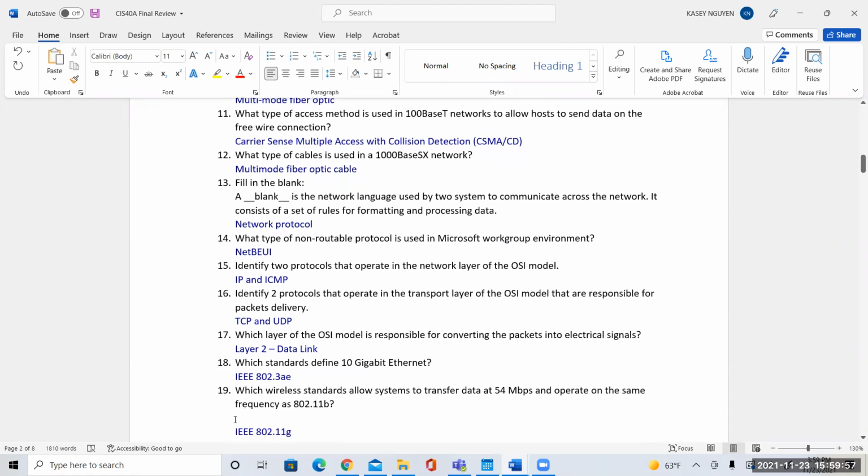And then 19, which wireless standards allow the system to transfer data at 54 megabit per second and operate on the same frequency as 802.11b? Whenever you see that the standards operate on the same frequency, that means it's compatible, right? Like A is compatible with N, where G is compatible with B because the frequency is the same.